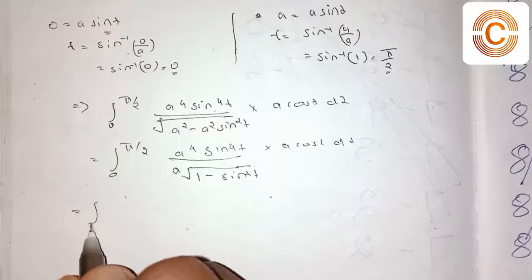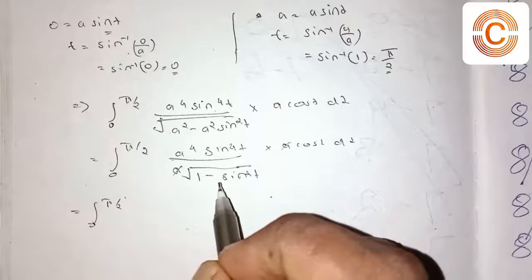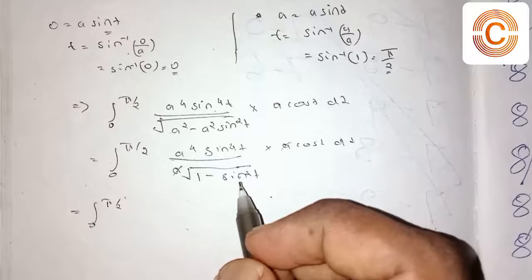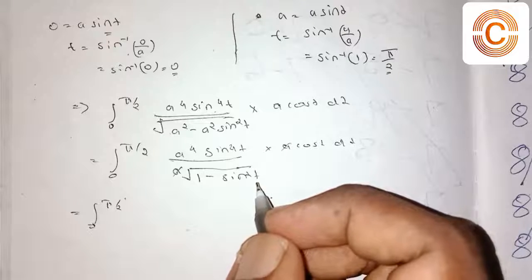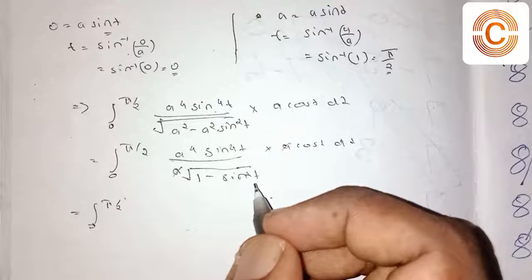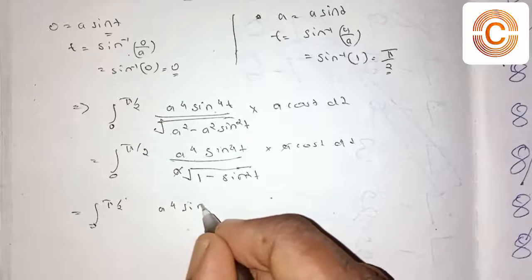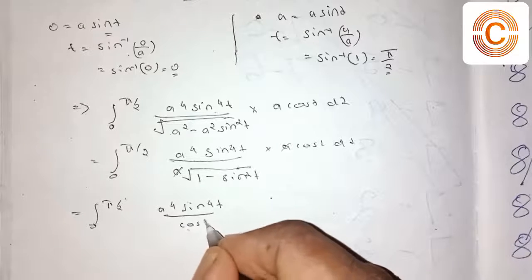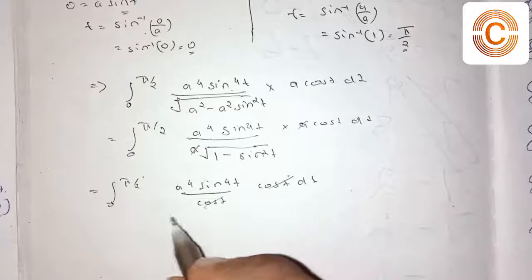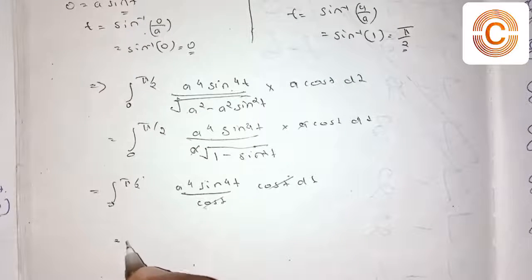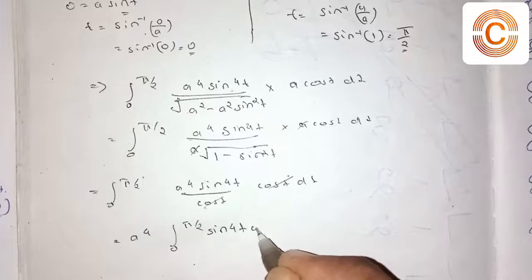In the next step, which is equal to the integral from 0 to pi by 2, here a and a will be cancelling. Note that 1 minus sin square t, by using the trigonometric identity, is equal to cos square t, that is the root of cos square t, which is equal to cos t, since the square and root cancel. So we get a raised to 4 sin raised to 4t divided by cos t, into cos t dt. The cos t will be cancelling, and a raised to 4, which is a constant, is taken outward, leaving the integral from 0 to pi by 2 of sin raised to 4t dt.